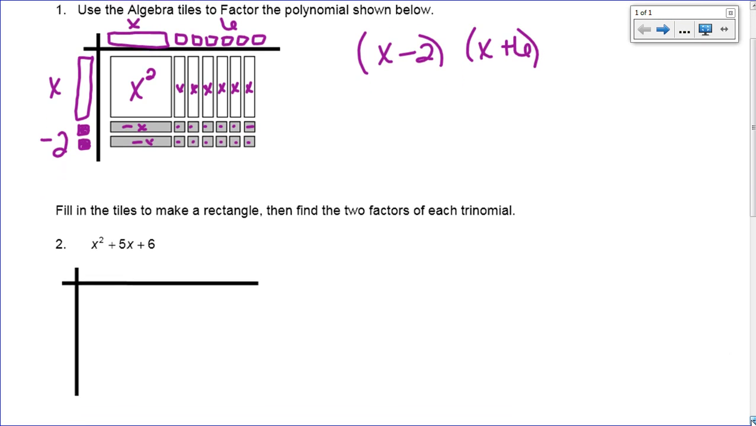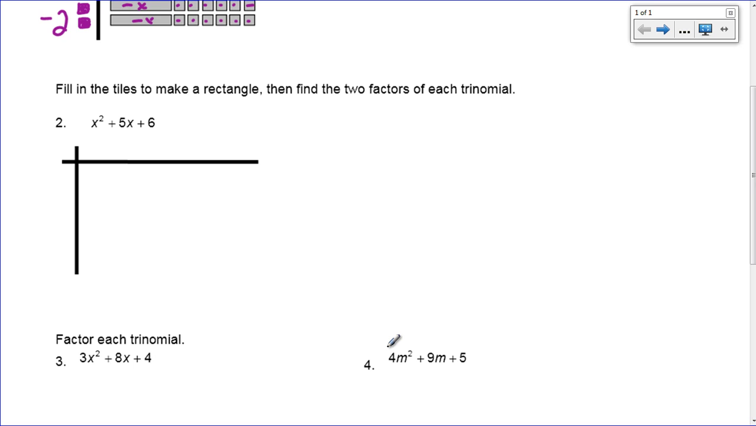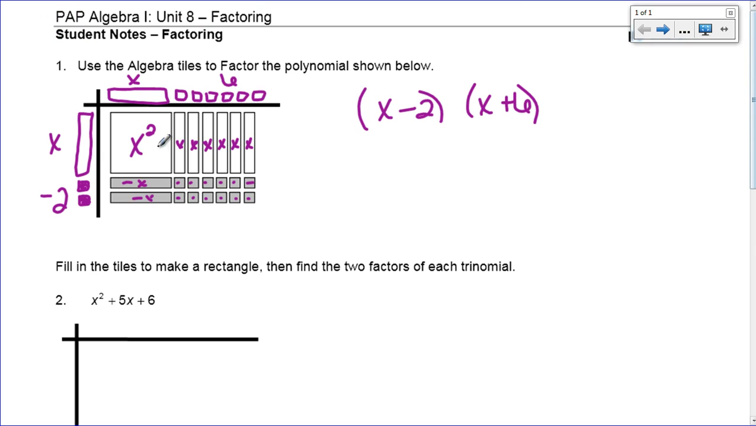So the next question asks us to fill in the tiles to make a rectangle, and then I have to find the two factors of each trinomial. That's what they're asking us to do. So I have to use algebra tiles to create a rectangle like we had up here in number 1. So I'm going to create something that looks like this, but it has to match this polynomial, x squared plus 5x plus 6. So I know I need an x squared.